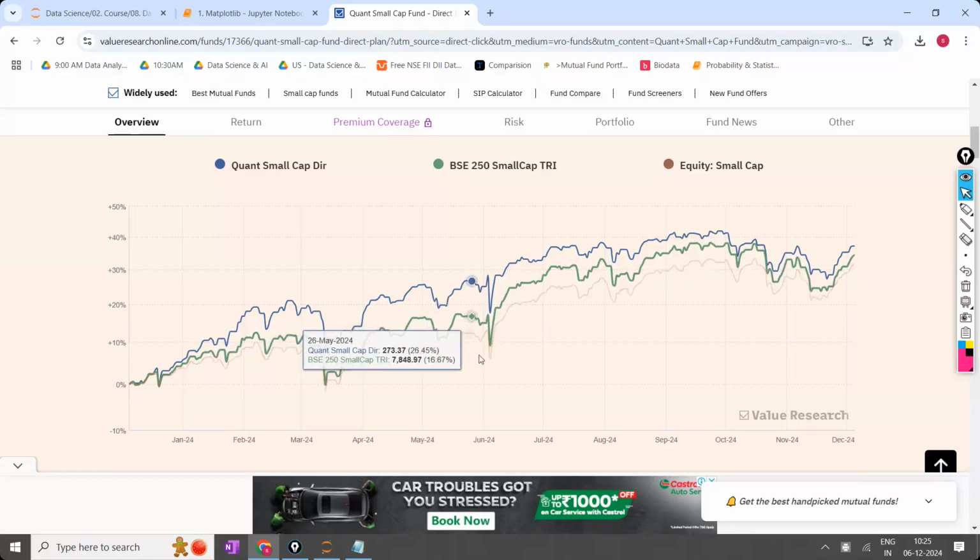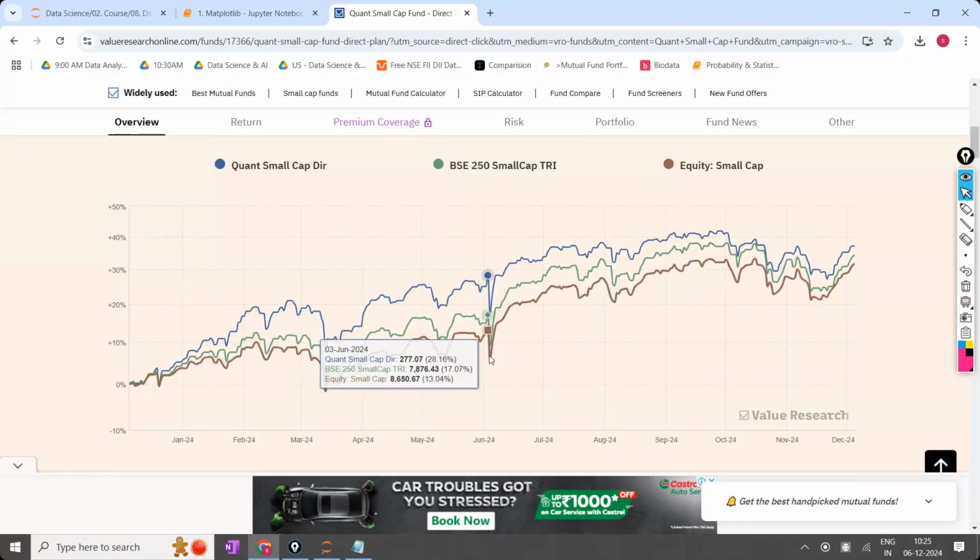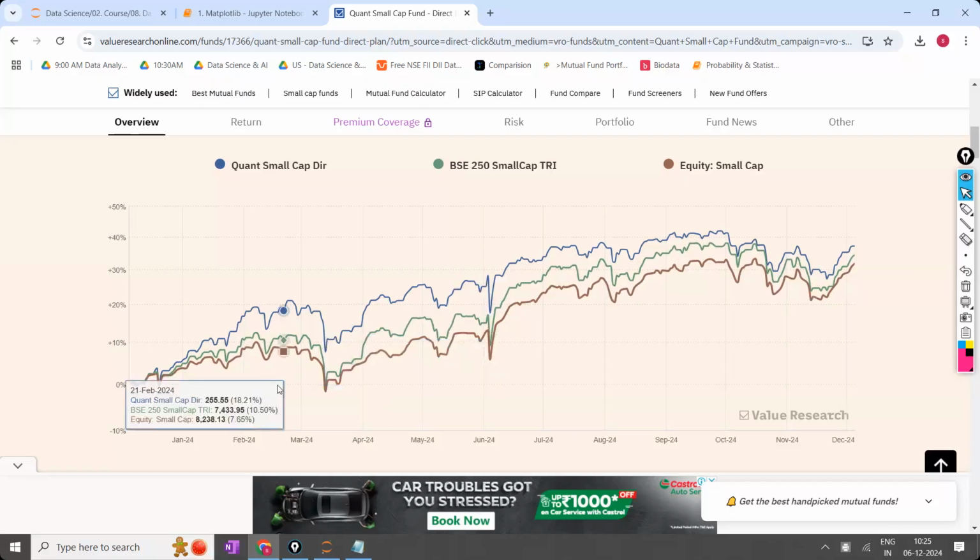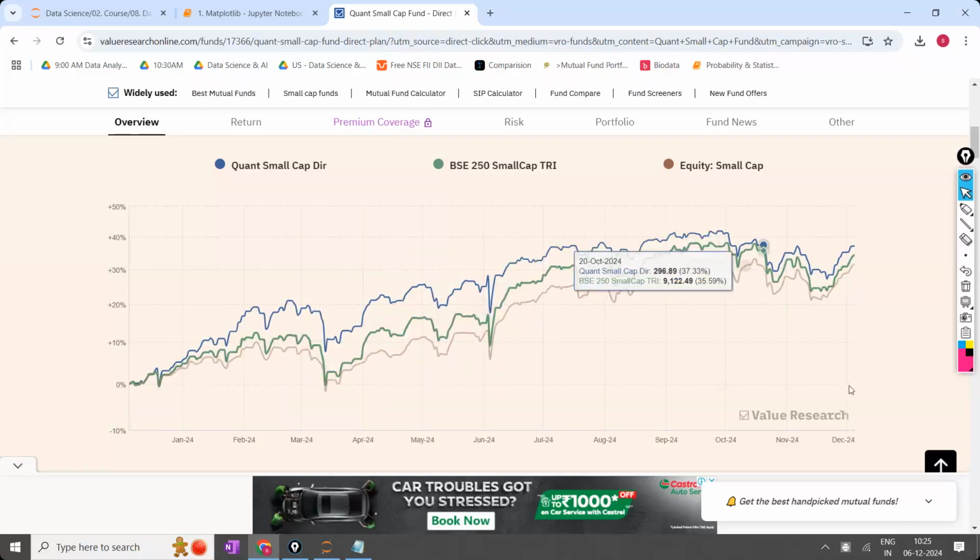So just see here, for each and every date, you are comparing between the three of them. In everything, it is showing that blue color is performing very well when compared to red and green. So that indicates that this particular quant is a company name. This quant company is performing better when compared to your BSE and normal small cap companies. It wants to show that we are always better than the index, which is the standard one.